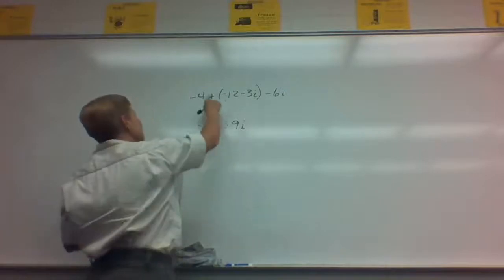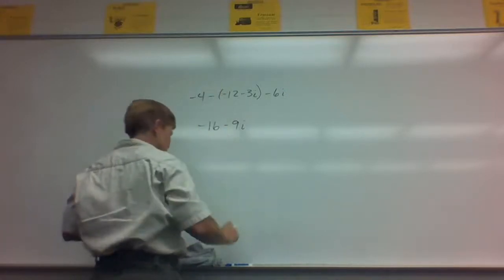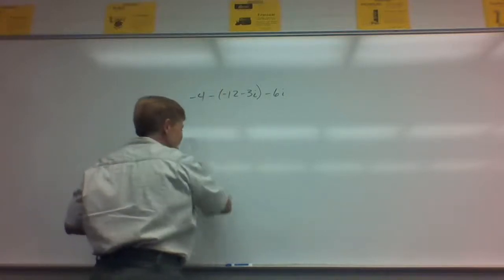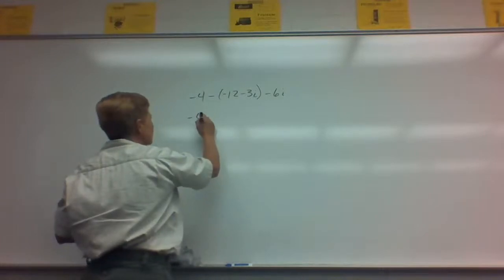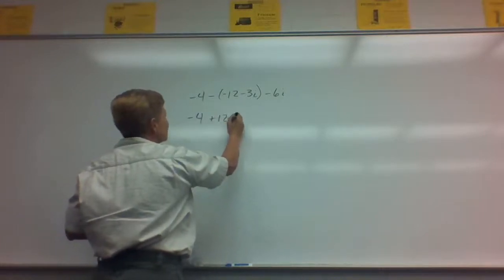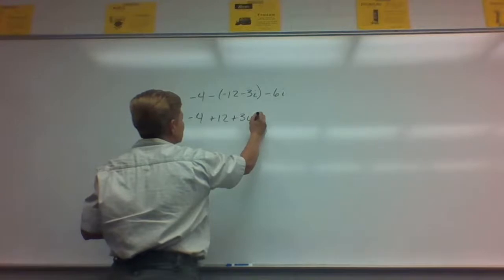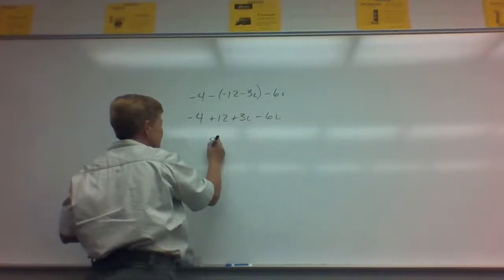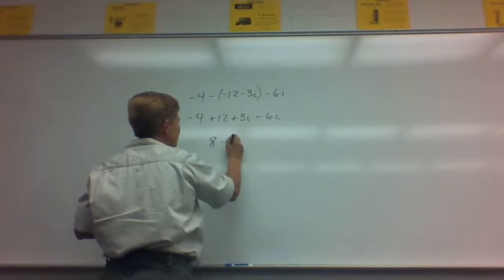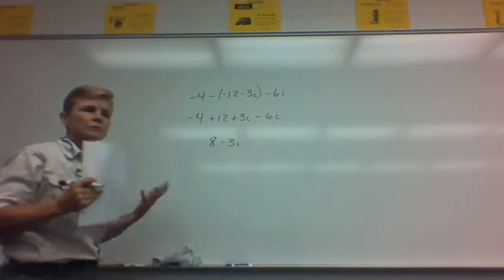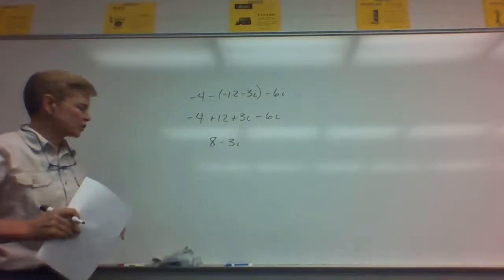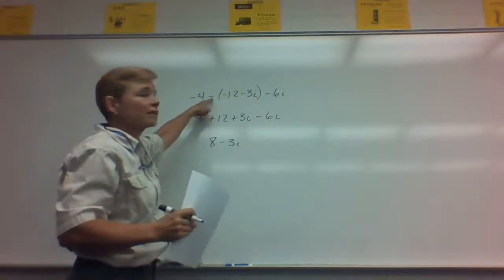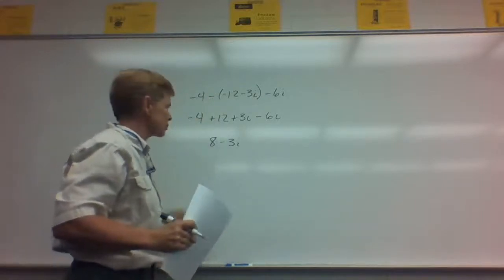But there is a problem if this is a minus sign here. Now you've got a little bit to do first, just like the last one. It's going to be negative 4, and then plus 12, plus 3i, minus 6i. And now you combine like terms. That's going to be 8 this time, and this is going to be negative 3i. So sometimes you have to distribute, sometimes you don't. It depends on what's sitting out here. Plus signs don't get distributed.